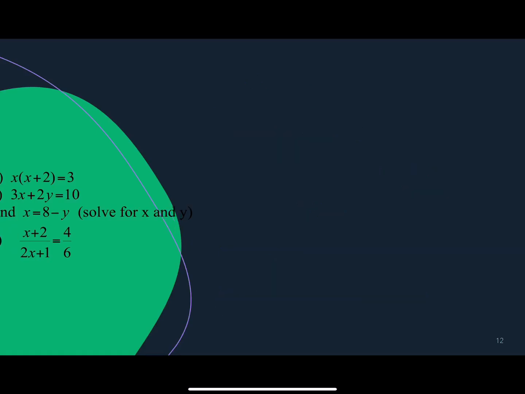Let's look at the second example. 3x plus 2y equals 10. And then you have a second part, which is x equals 8 minus y. Now the aim of this is to find the value of x and y.